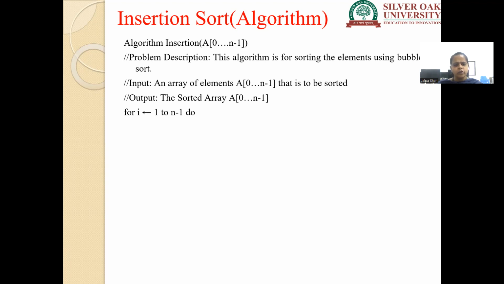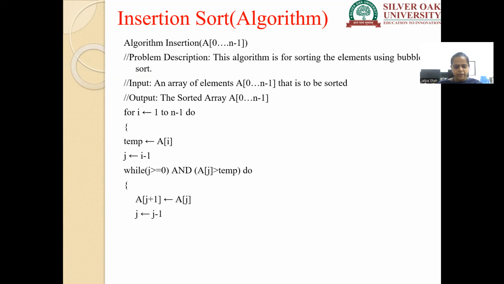Now your outer loop, that is for I equals 1 to n minus 1 do, then temporary equals A of I, j equals I minus 1. Whereas one condition, that is the most important condition that we need to put, that is while j is greater than or equal to 0 and A of j is greater than temporary, then do A of j plus 1 equals A of j, then j equals j minus 1.